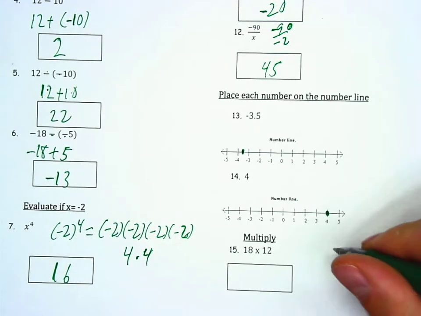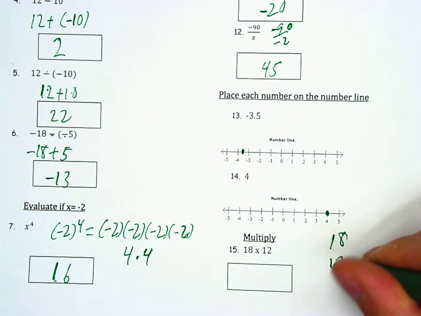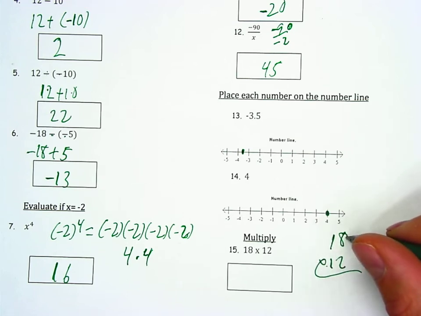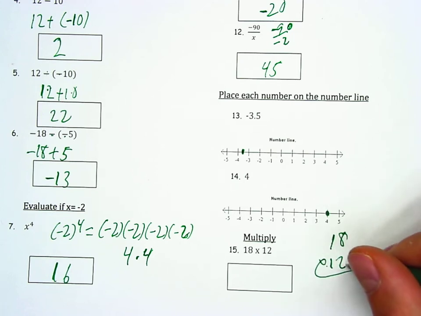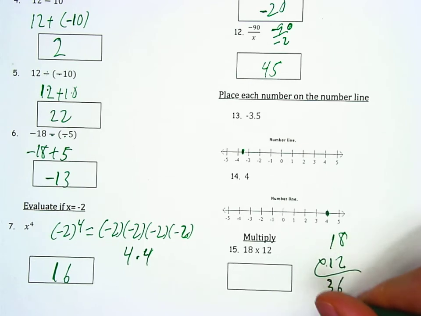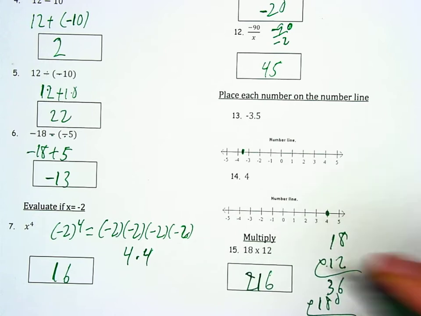Multiply 18 by 12. So 18 and 12 multiplied together. This is the same as 10 times 18, which is 180, plus 2 times 18. 2 times 18 is 36. And 10 times 18 is 180. And 180 plus 36, when they add together, is 216. For our problem there of 18 times 12.